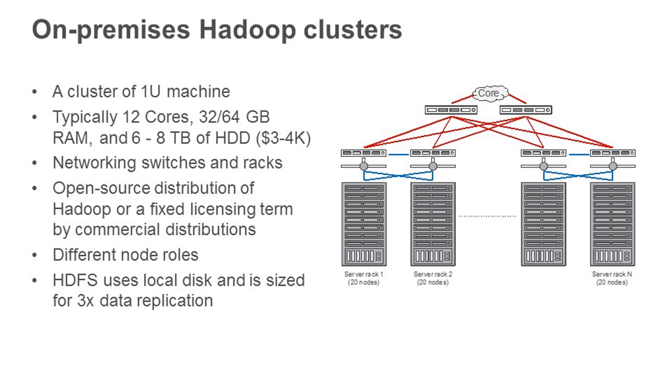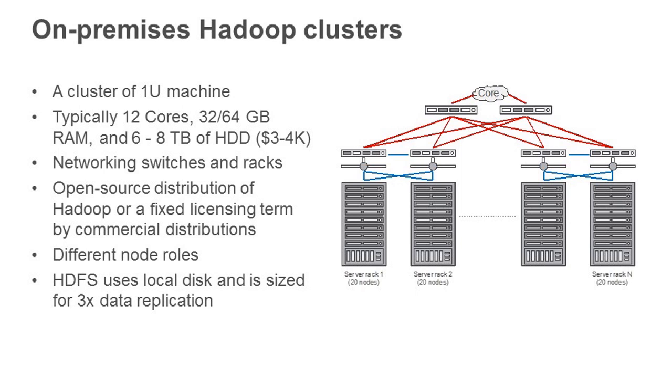So what does an on-prem Hadoop cluster look like in general? Well, they tend to have 12 cores, 32 to 64 gigs of RAM, and 6 to 8 terabytes of hard drive space. And that's about 3 to 4K per node. Now, that's not including, say, volume discounts. But in general, you can estimate the cost of an on-prem cluster by multiplying the number of nodes by 3 to 4K.